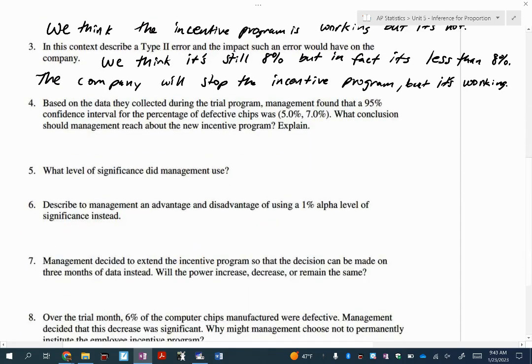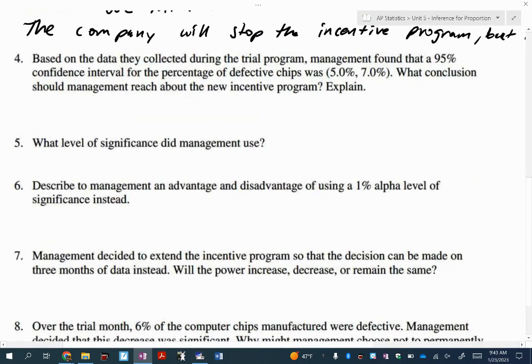Okay, let's look at number 4. It says, based on the data they collected during this 1-month trial program, they found a 95% confidence interval for the percentage of defective chips was between 5% and 7%. The moment I read that, what is shouting out of my brain? When you look at that interval, what is screaming at me?